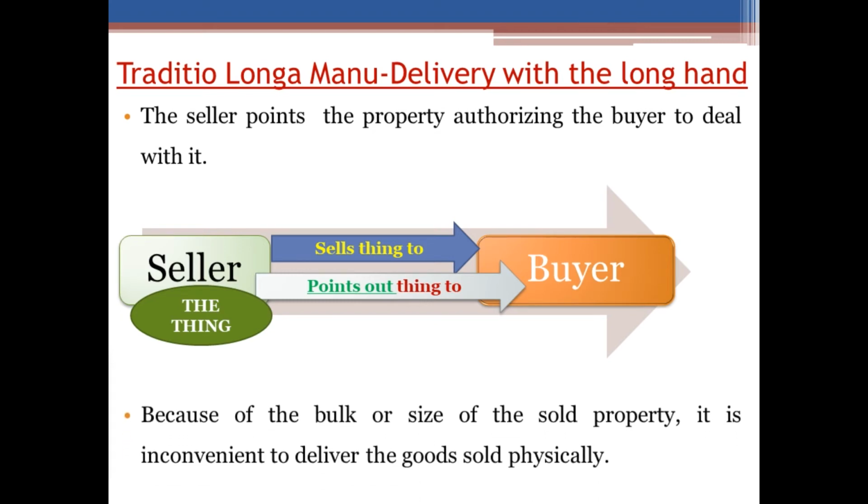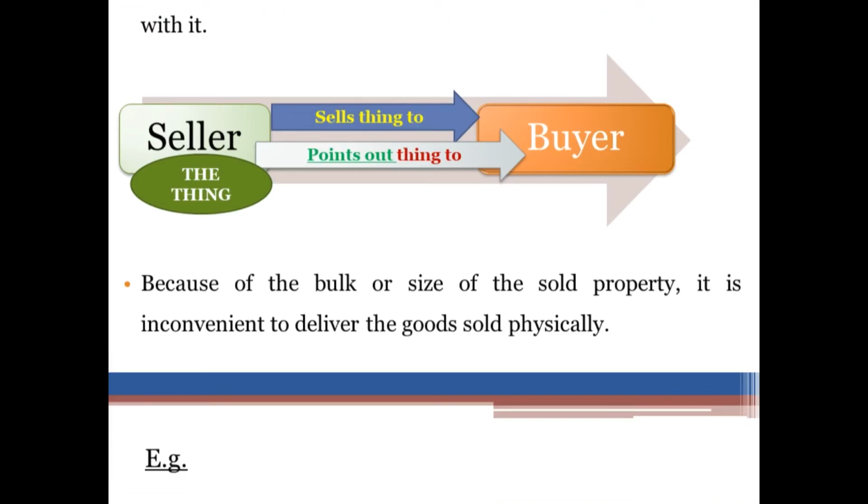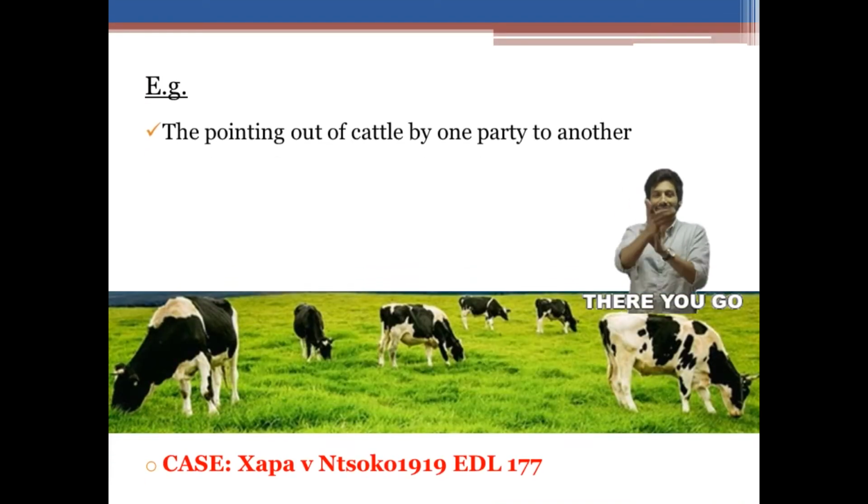This is because of the bulkiness of the property that has been sold. It will be inconvenient for the seller to deliver the goods physically. So the goods are just pointed out for the buyer. For instance, the pointing out of cattle by one party to another. That is the pointing out of cattle bought by the buyer, by the seller.